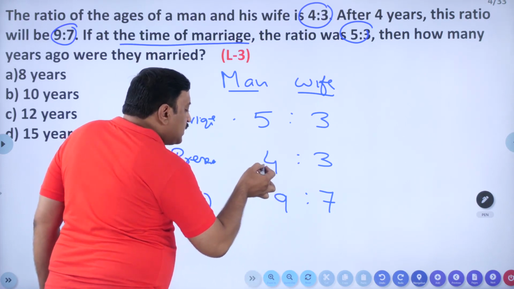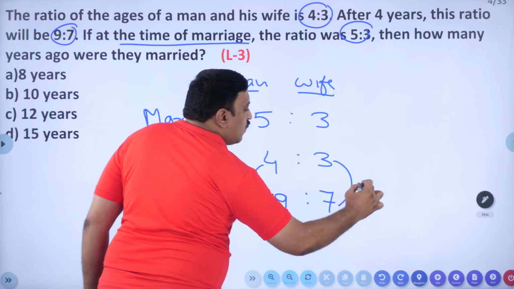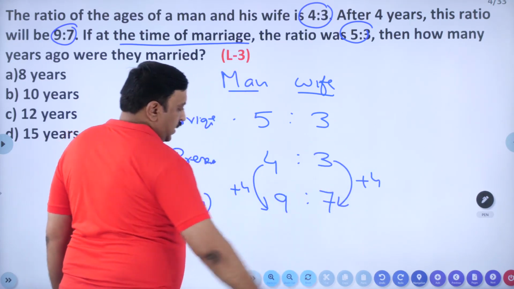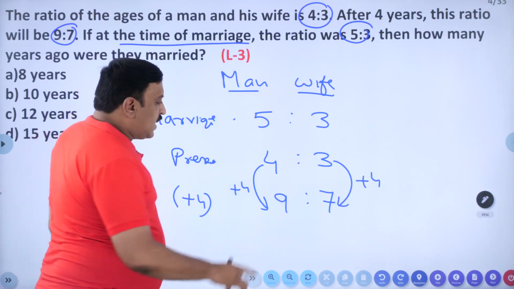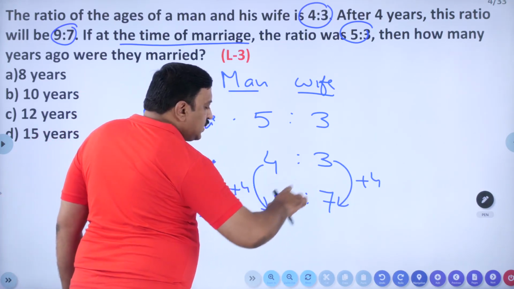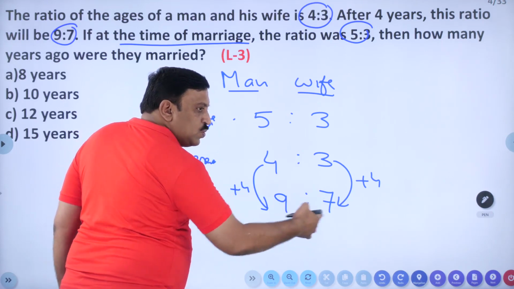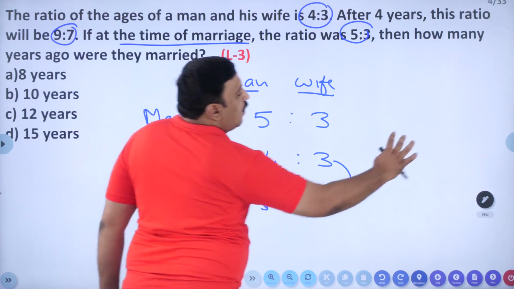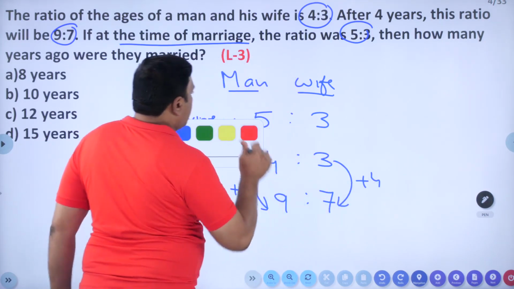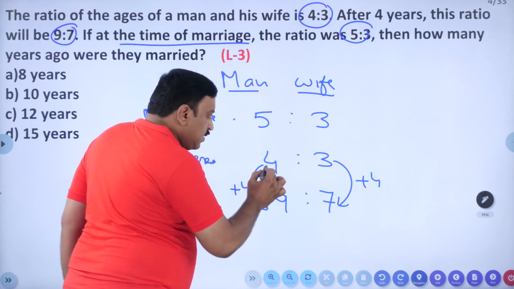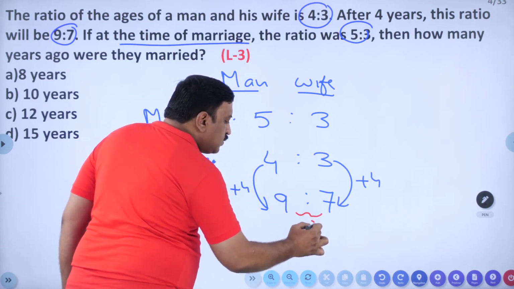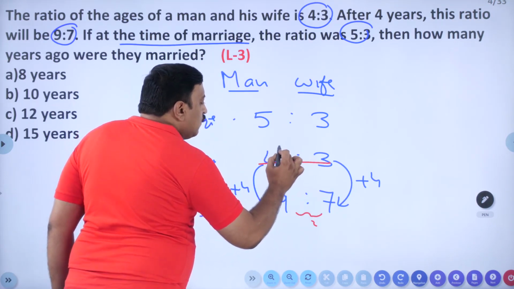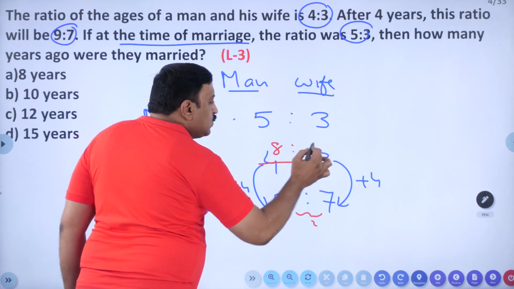First of all, how many years are there between these 2 ratios? 4 years. I am coming down. So we have to balance here. Let us see how to balance this one. 4:3 and 9:7. This is a two parts difference. Here it is 1 part. So definitely we can make it ready. See this one, 4:3. Since it is 2 parts, I will multiply this ratio by 2. 4 to 8 and 3 to 6.